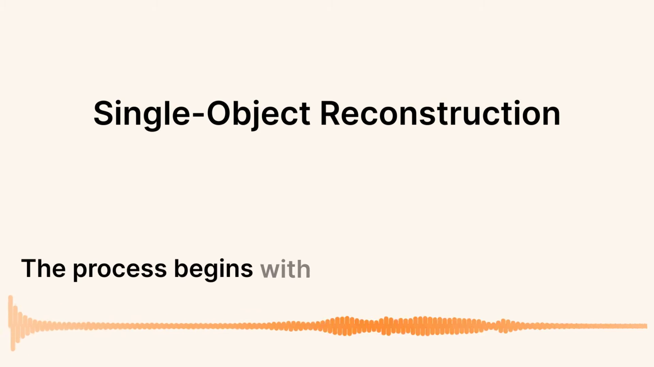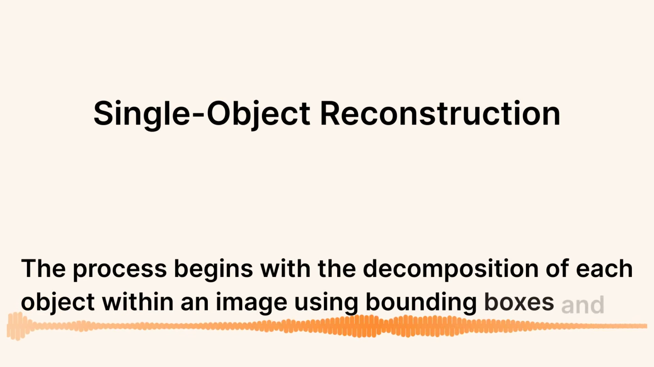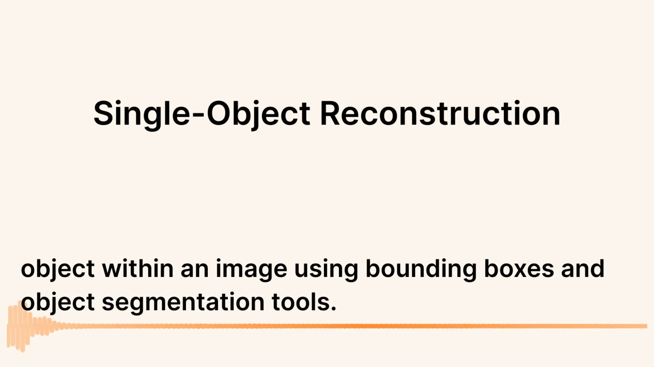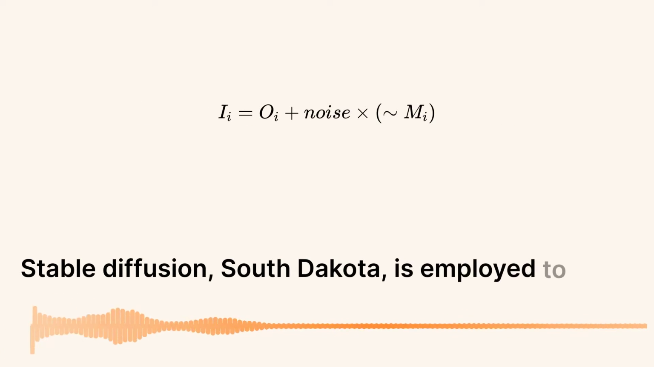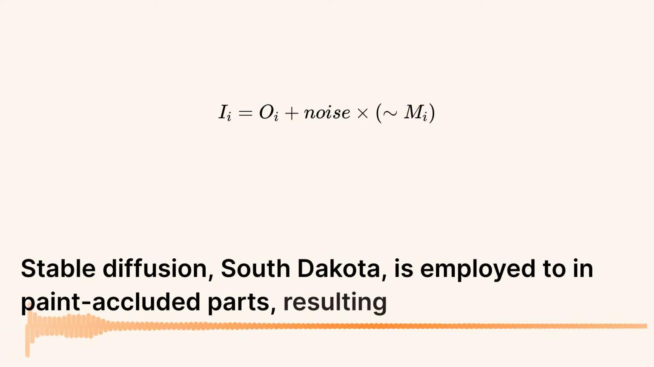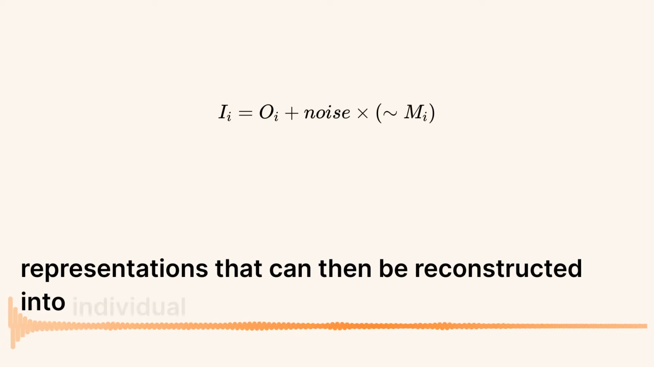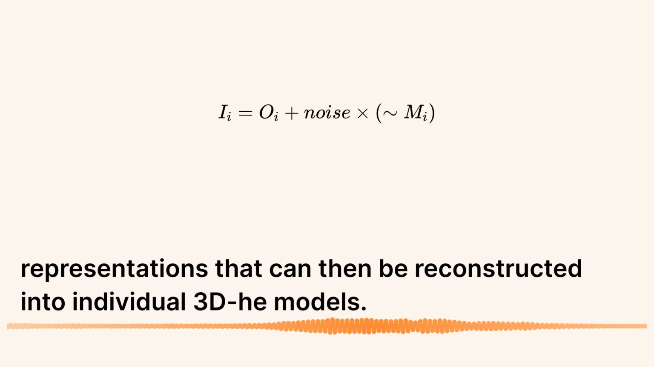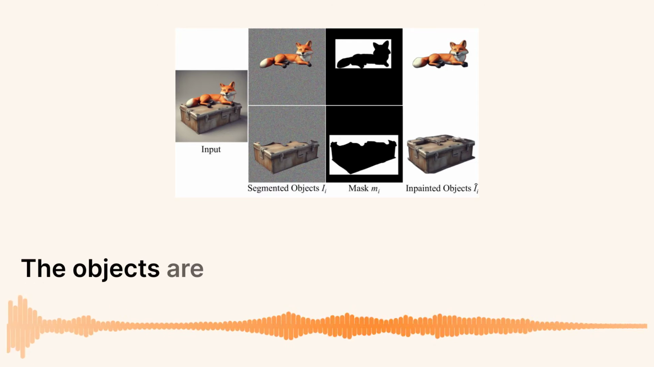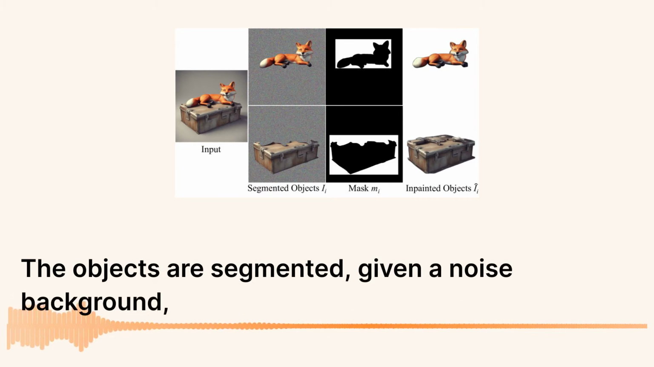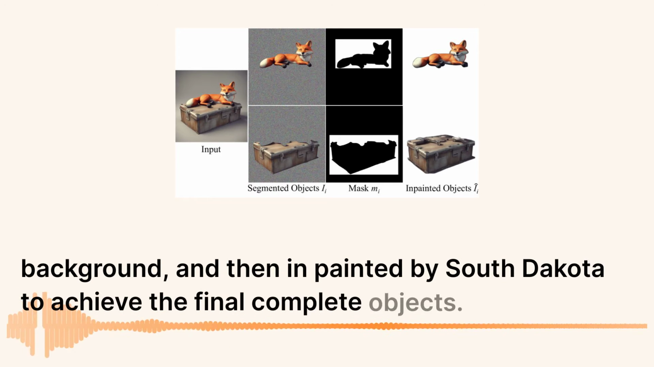The process begins with the decomposition of each object within an image using bounding boxes and object segmentation tools. Stable Diffusion is employed to inpaint occluded parts, resulting in complete object representations that can then be reconstructed into individual 3D models. Here's how objects are decomposed and inpainted. The objects are segmented, given a noise background, and then inpainted by Stable Diffusion to achieve the final complete objects.